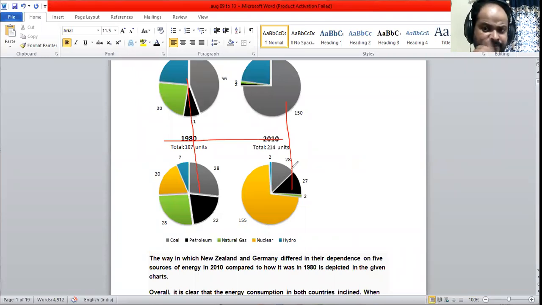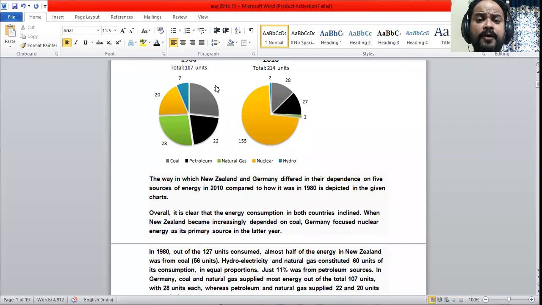So the introduction is very clear. Introduction. What is the picture? The picture is the comparison. And what is shown in the picture? It's clear. Now, let's see the overview. Overall, it's clear.